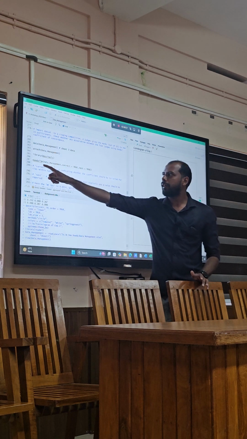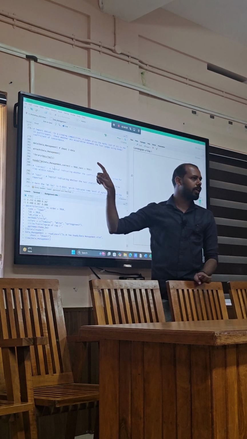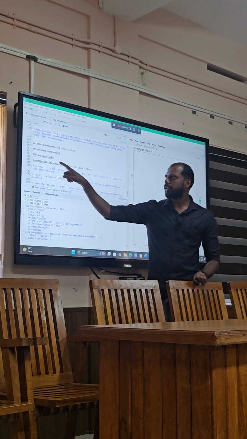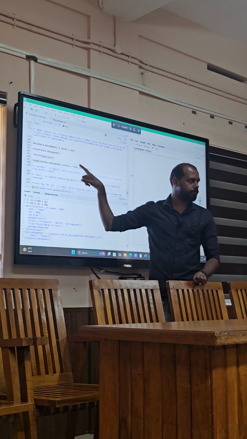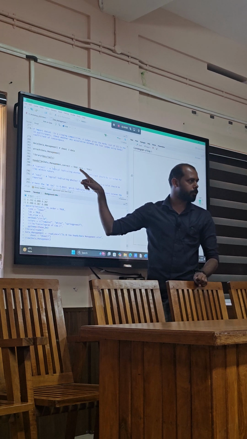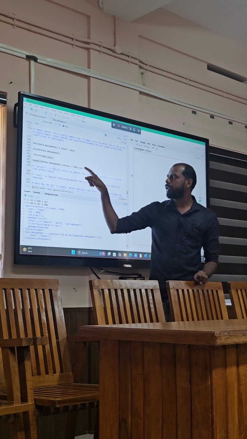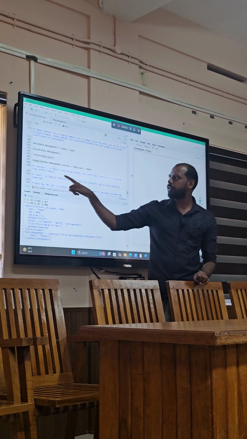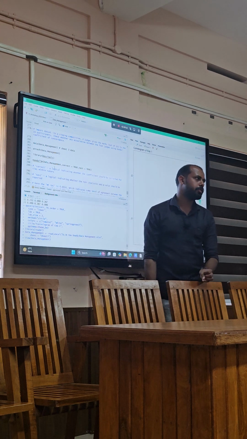I'll repeat once more. KendallW is the function for calculating the Kendall coefficient. Data management is my data. Then if tie values are present, they should automatically be corrected. That's why correct equal to TRUE. And finally, I need to give a significance for this test. That should be test equal to TRUE.